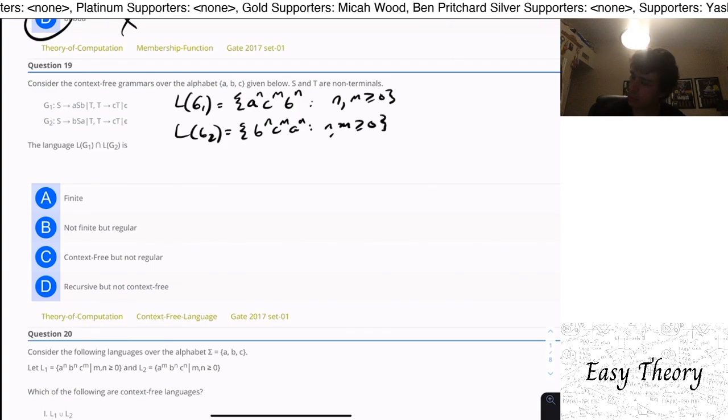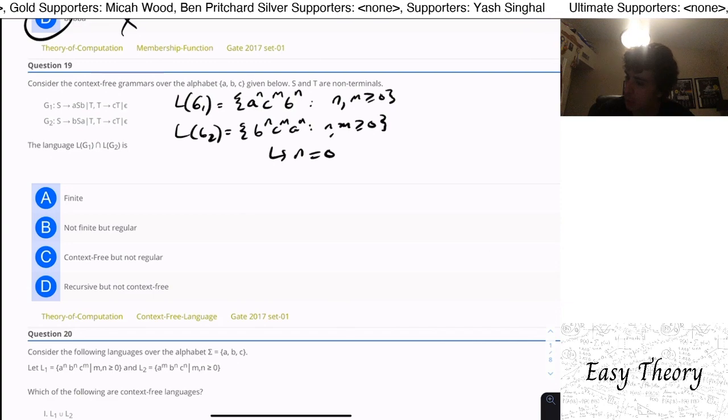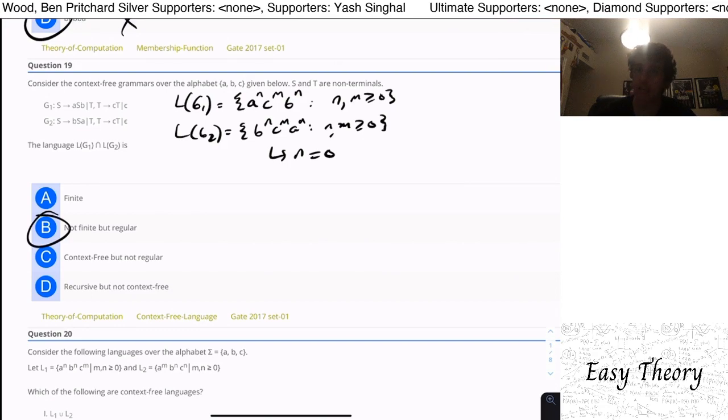So the only strings that would be in there are where N is equal to 0. But M, the number of C's, can go as big as you want. So it's B, because it's equal to C star in that case.